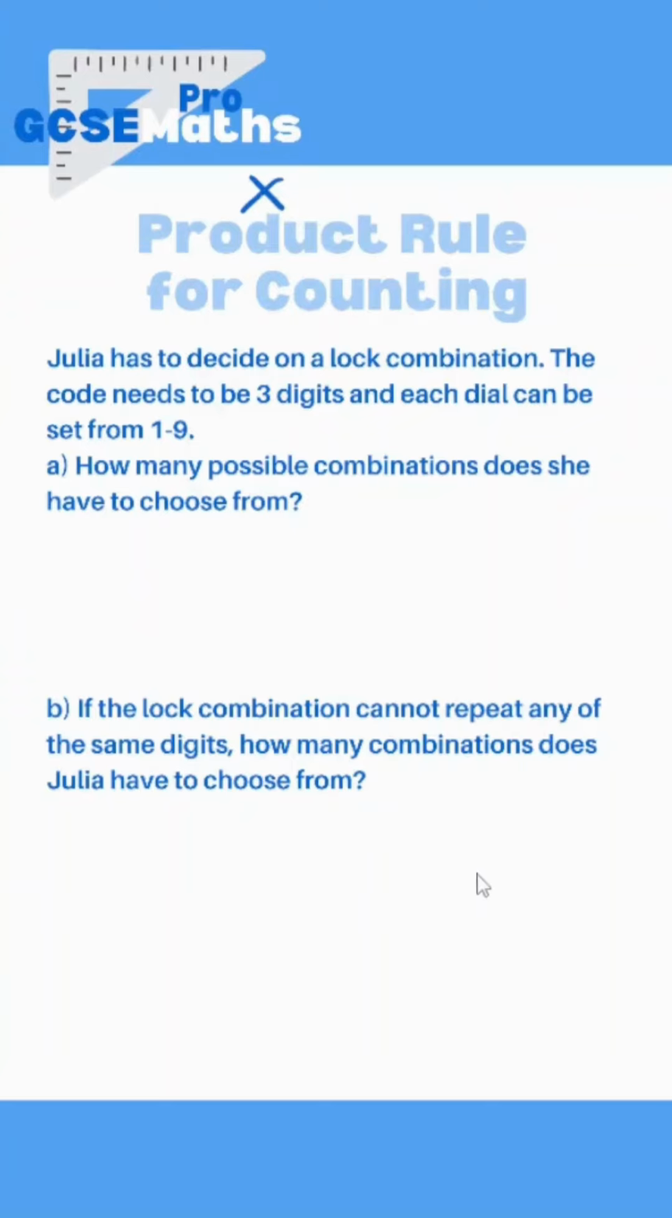So try and imagine an actual padlock and you're going to be choosing the code. So obviously I'm going to start with the first dial. How many numbers do I have to choose from? Well, from 1 to 9, that's 9 different numbers I could choose. When I then look at the second dial, I also have another 9 numbers to choose from. And when I look at the third dial, I have another 9 numbers to choose from. So I'm going to do 9 times 9 times 9. And that will give me 729 possible combinations.